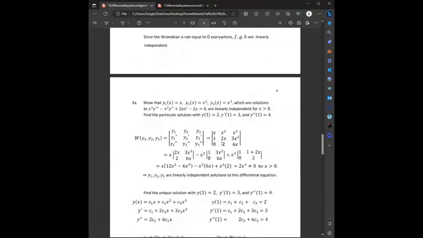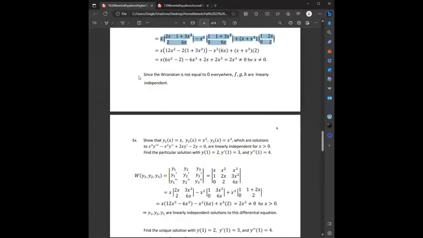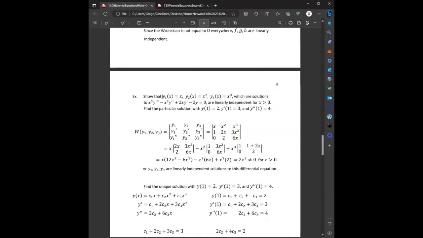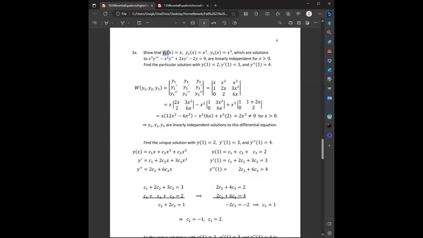All right. And so as we can see, our solution is not 0, and this means that these functions are all linearly independent. Okay, so the next example is asking us to show that these functions are linearly independent as solutions to that function over there for x greater than 0. And it wants you to find a particular solution where y(1) equals 2, y'(1) equals 3, and y''(1) equals 4.